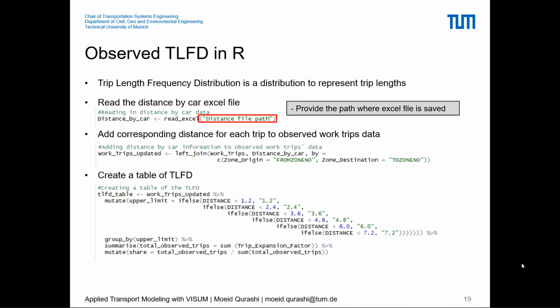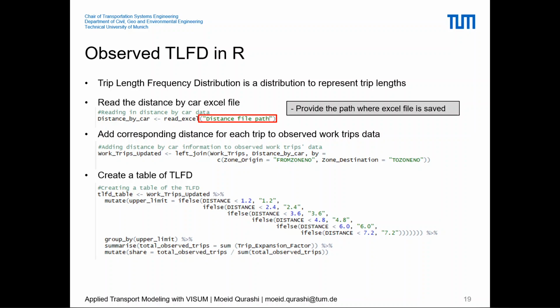So if you see basically in this line, what we are doing is we left join in the work trips table the distance by car that we extracted from the Excel file, by the zone origin and zone destination. So zone origin and zone destination will be the integers of the zone IDs. Yeah, so we'll see that in R. And once we have this, now we have the work trips table which has the home-based work trips along with the trip distance that they commuted to get from home to work.